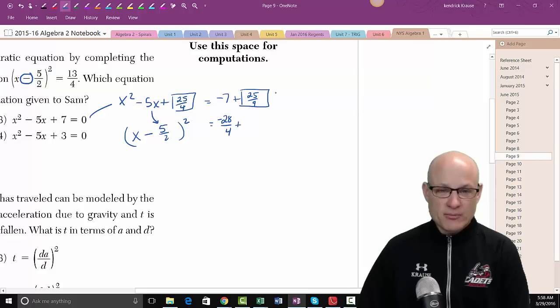plus. By the way, I wouldn't be doing it this way. I don't want to show you that I would do it this way. I would just go to my calculator and go, okay.